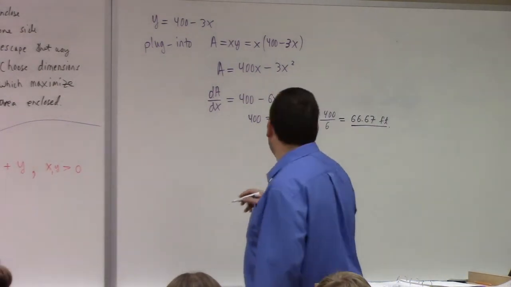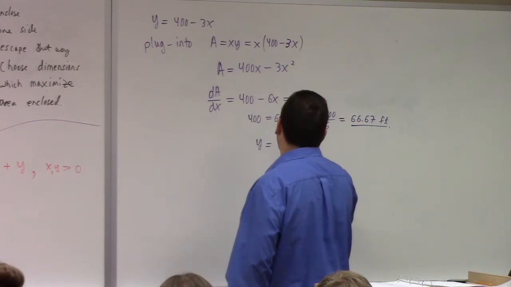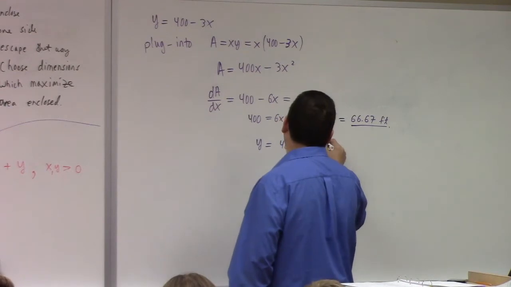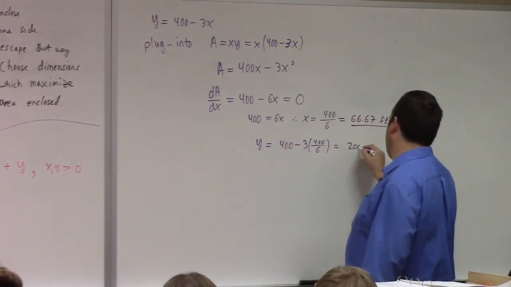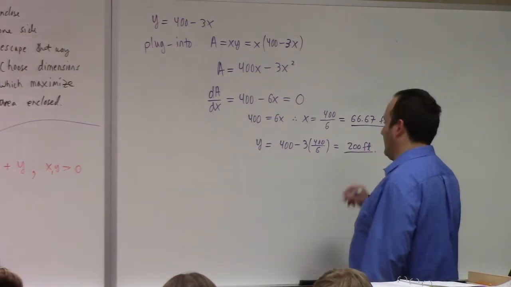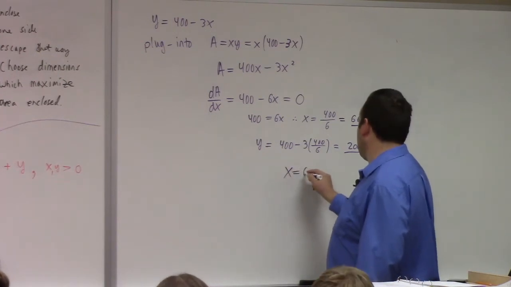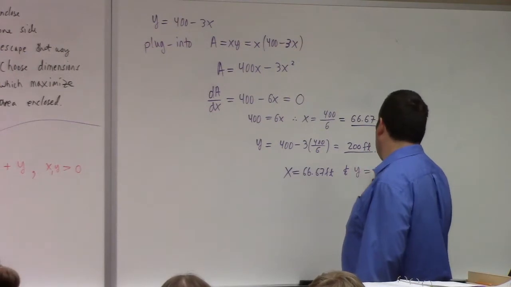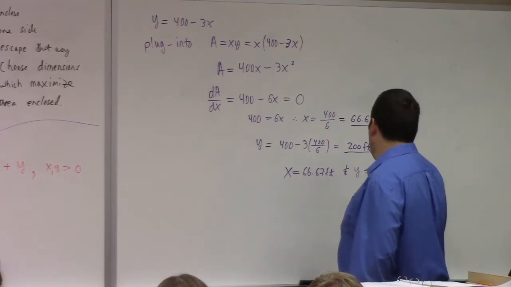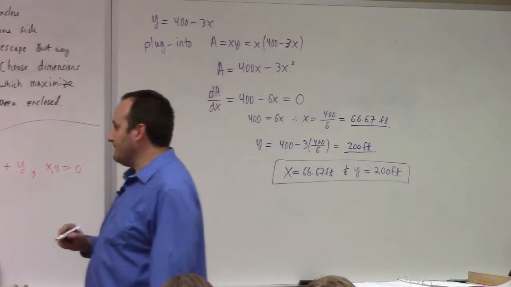And then what's y equal to? 400 minus 3 times 400 over 6. 200. So the answer, I would say, is x equals 66.67 feet, and y is equal to 200 feet. Those are the dimensions I want to maximize area. What is the maximum area?